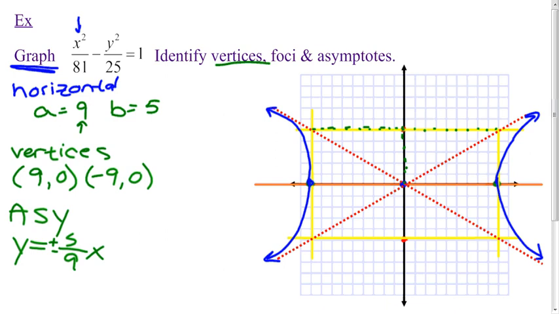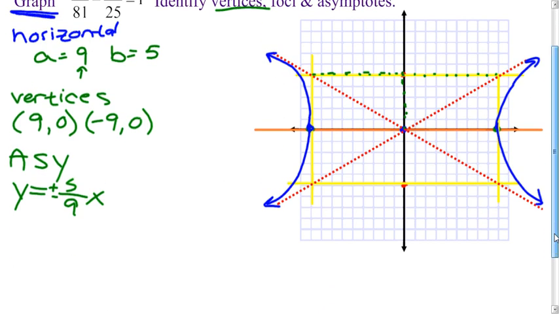Makes it a lot easier than having to plug in points to figure out where the rest of the curve goes. The last thing I need to find is my foci. So I'm going to have to figure out approximately where my foci fall on the graph. So to find my foci, it's based on this formula, c squared equals a squared plus b squared.